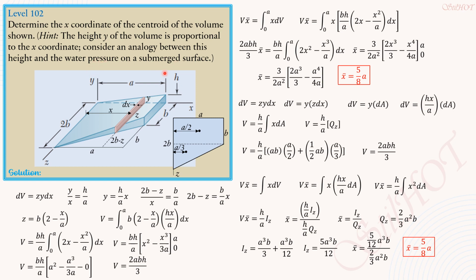And I hope that you appreciate the idea that computing x-bar using this analogy for pressure will give us a very simple expression, because it is just the ratio of the moment of inertia of area with respect to the z-axis divided by the first moment of area with respect to the same axis z.